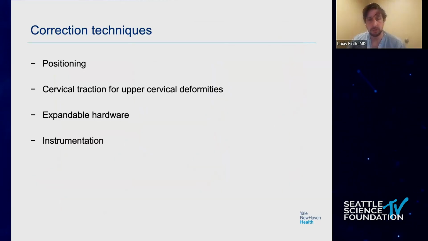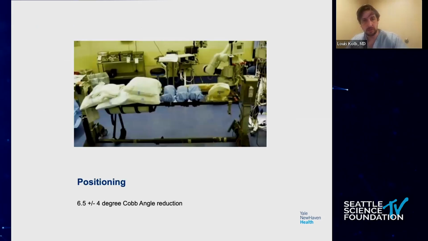In terms of correction techniques for deformity secondary to these tumors, some are very simple, such as positioning. Some require more instrumentation, such as cervical traction. And then obviously with the hardware as well, we can have quite powerful corrections as we do the surgeries themselves.